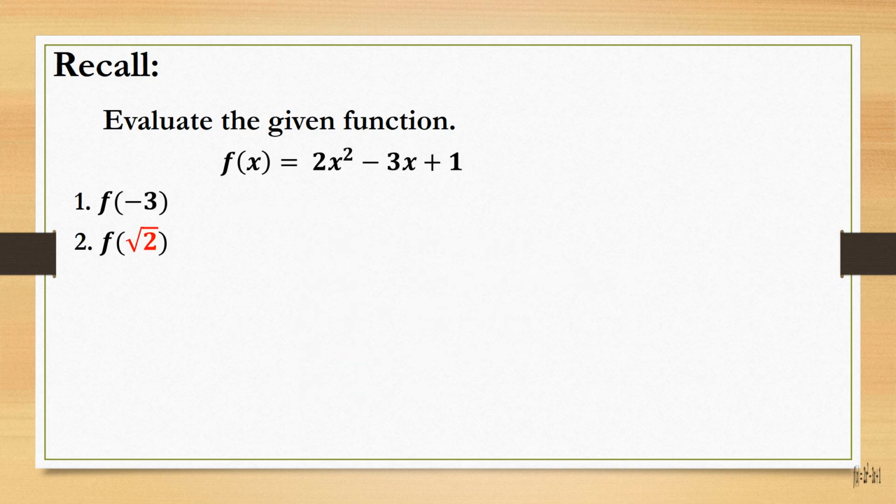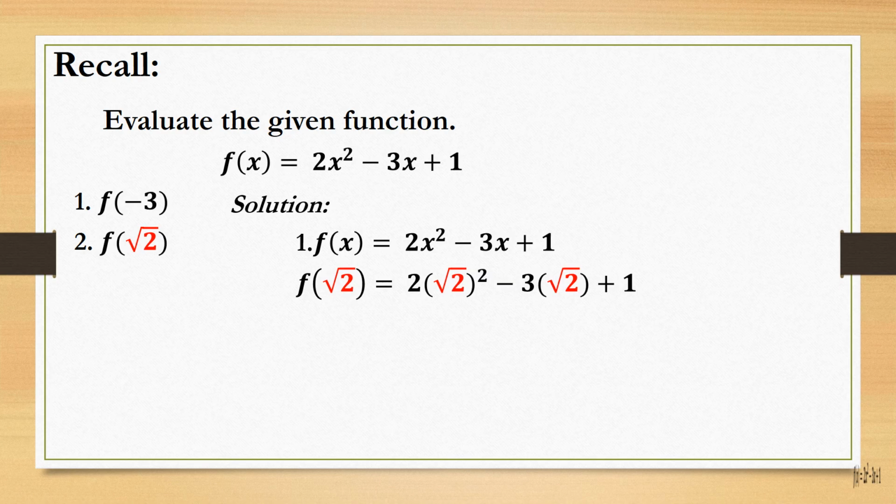Let us proceed to number 2, f of square root of 2. So the x value here is square root of 2. From the given function, we will now substitute the value of x. So we have f of square root of 2 is equal to 2 times square root of 2 squared minus 3 times square root of 2 plus 1.